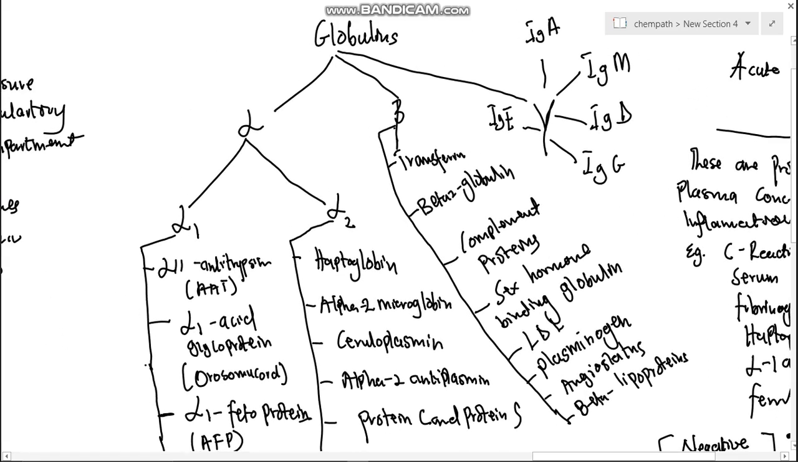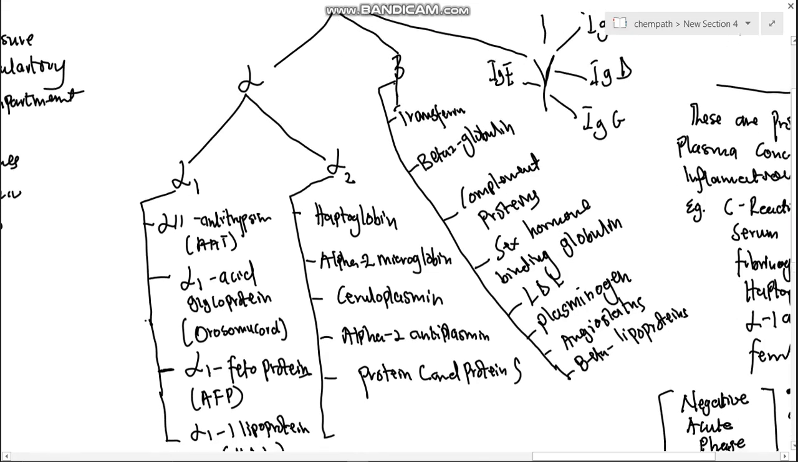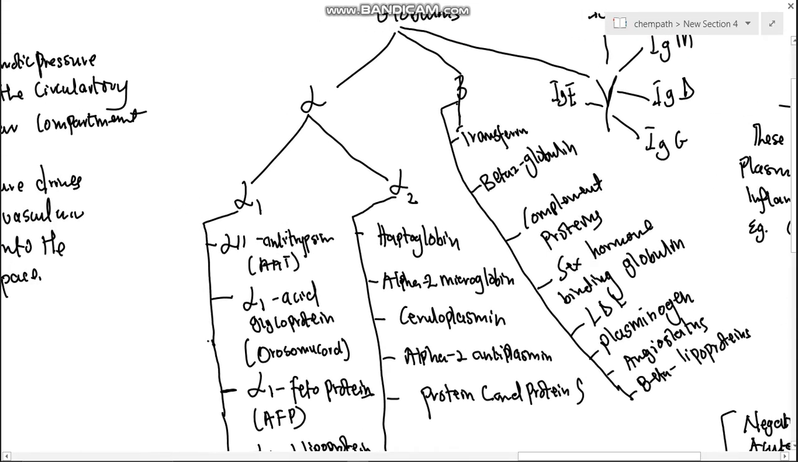Now let's talk about the globulins. That will be our second plasma protein. For the globulins, we can divide them into three major parts. We have the alpha globulins, beta globulins, and then the gamma globulins or the immunoglobulins. In electrophoresis, we have alpha globulin coming before beta globulin.